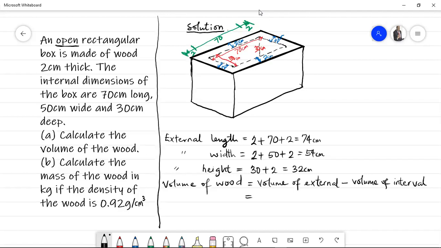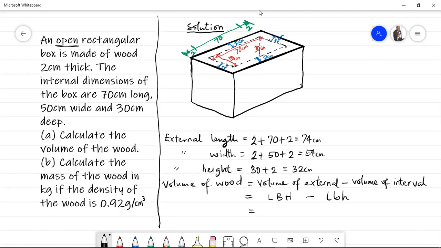Volume of external, yes, what shape do we have for this box? Definitely, this is a cuboid. So the volume of cuboid, remember, length times breadth times height. I'm using capital letters so that I can identify for external and small letters to identify for internal. Okay, the internal dimensions shows a cuboid inside as well. External also a cuboid outside.